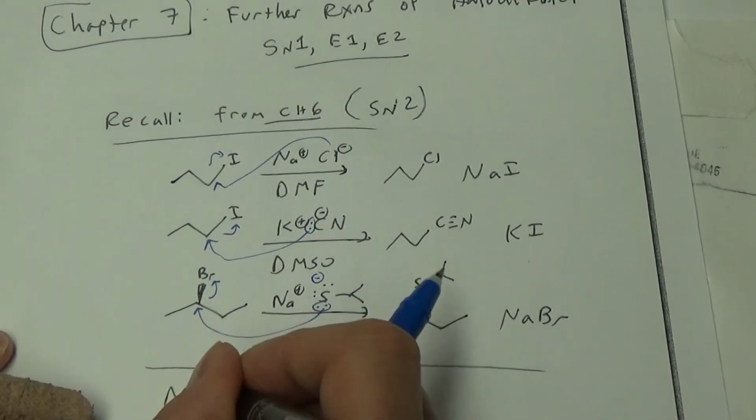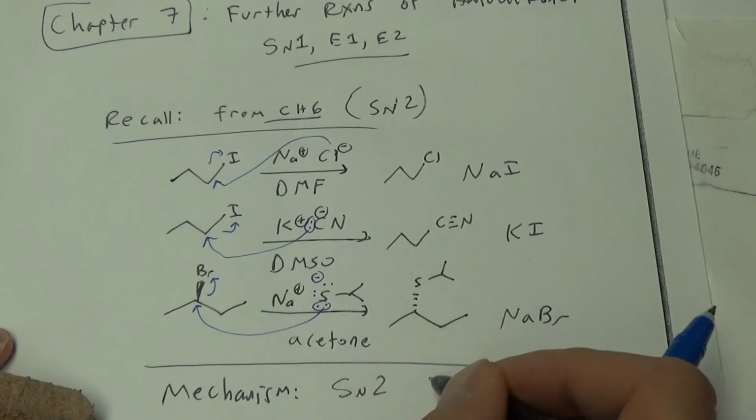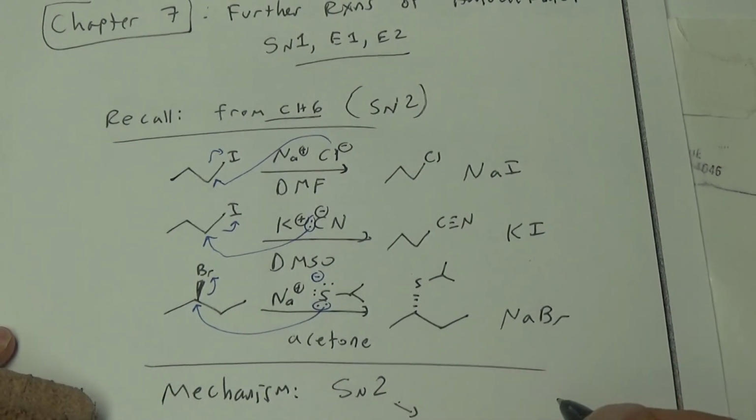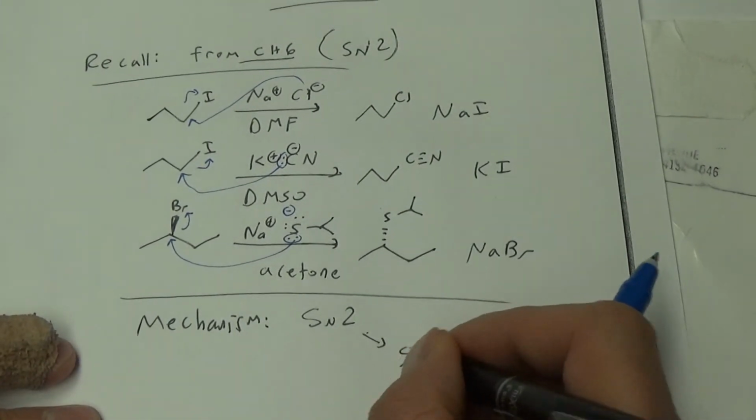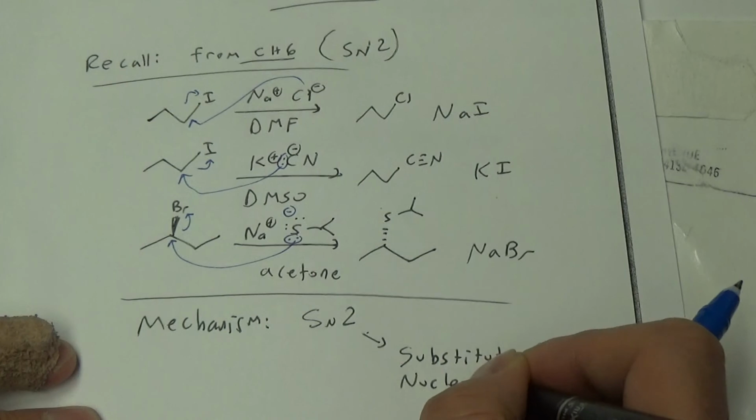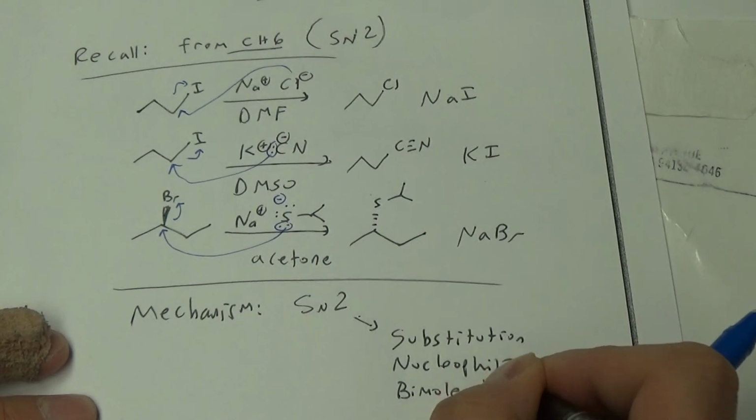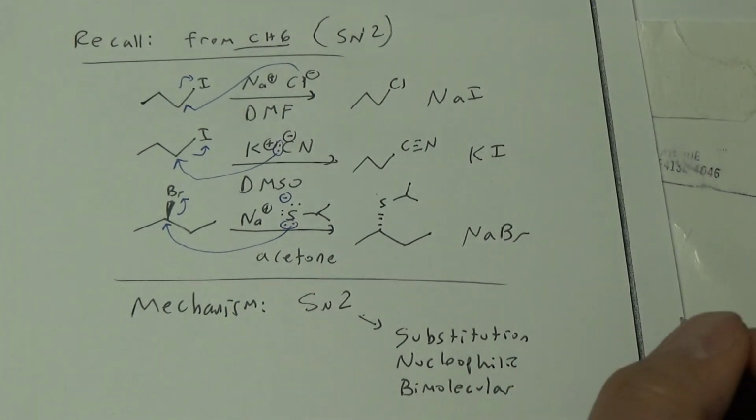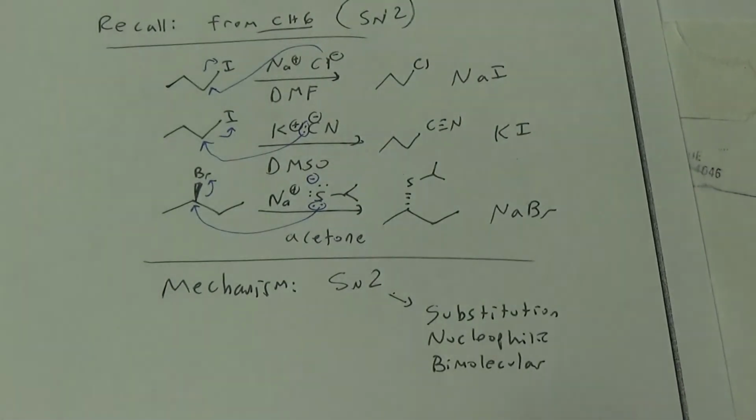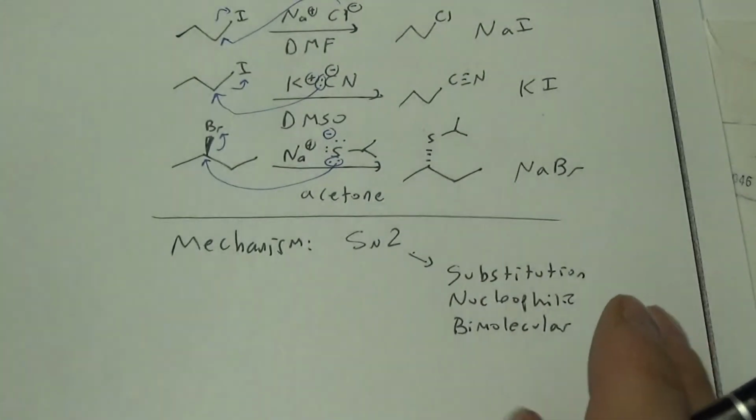The mechanism of all these reactions is SN2. What does SN2 stand for? Substitution, nucleophilic, bimolecular. Substitution, nucleophilic, bimolecular. Okay. Alright, so now what's going on with chapter 7, which is sort of these other reactions, SN1, E1, and E2? What's going on with those?